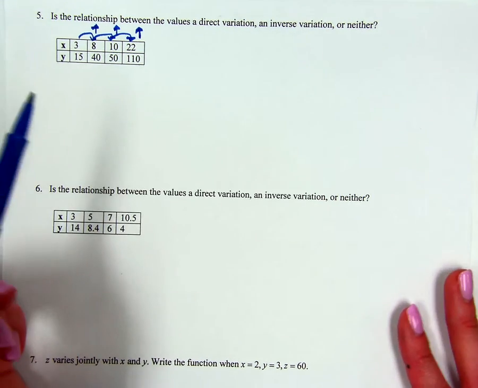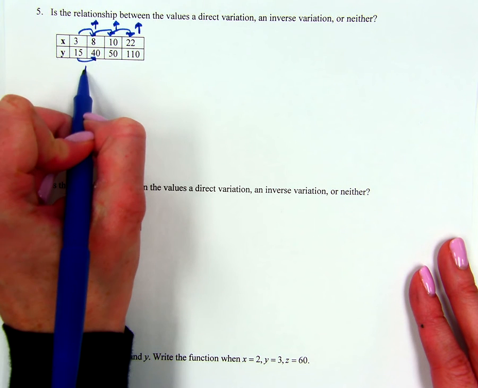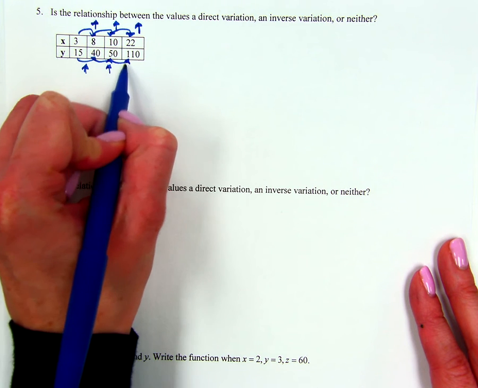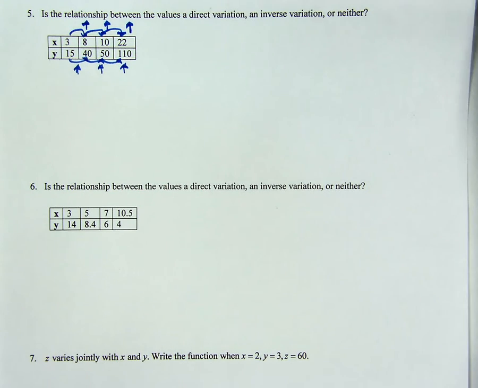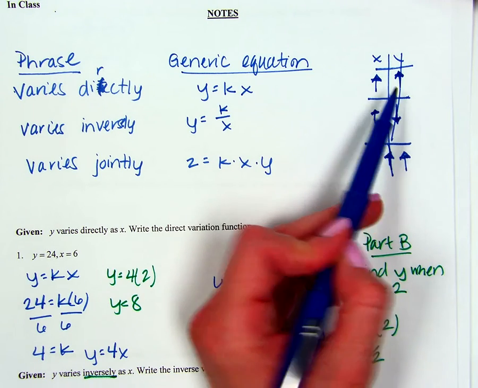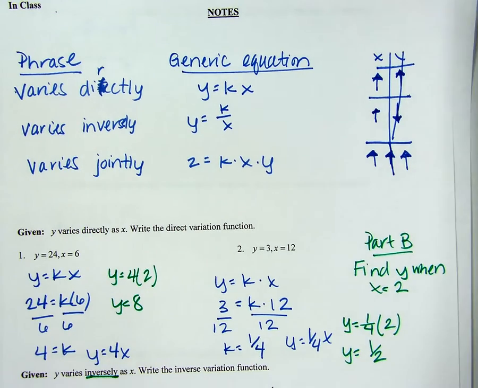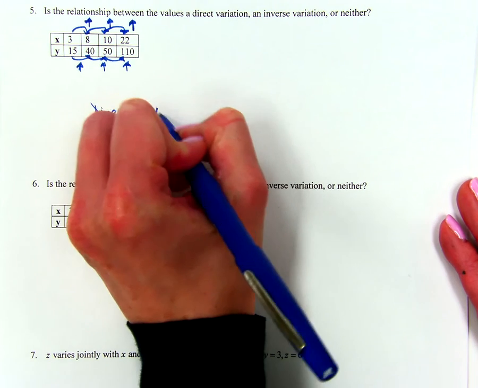So we're going to look at the relationship between our y's. Same thing. 15 to 40 is increasing. 40 to 50, increasing. And 50 to 110, increasing. So if you look at those three, both the x and y are increasing. So if you look back at your notes, I'll slide that back out in front. If both x and y are increasing, then our phrase would be right here. So 5 would say varies directly. So this is a direct variation. So we would write direct variation.